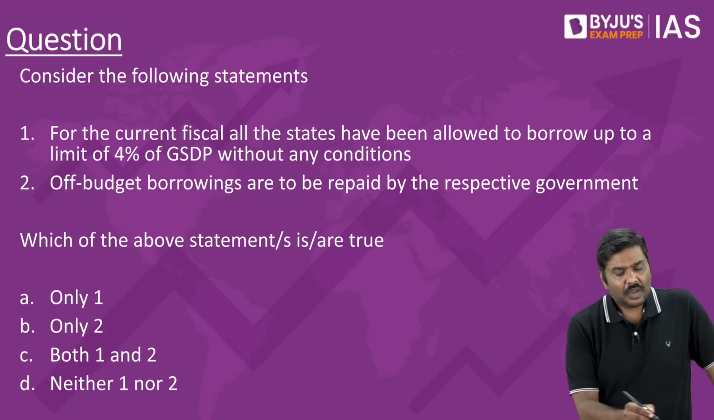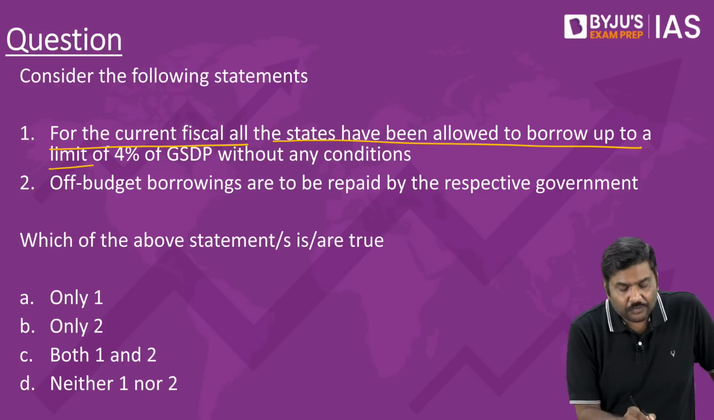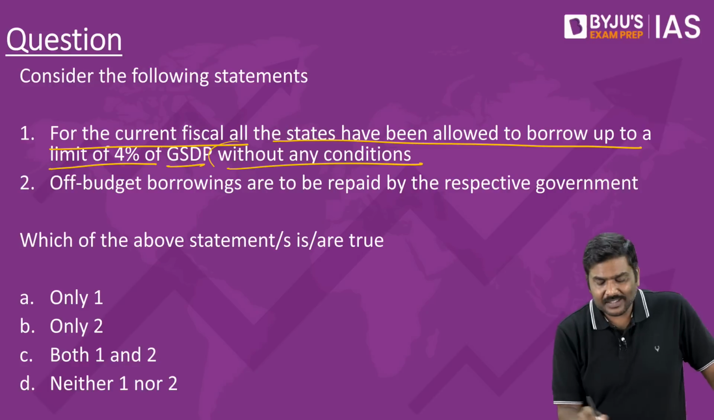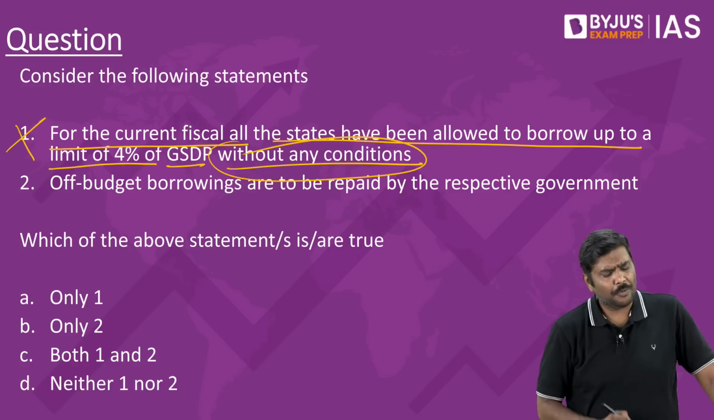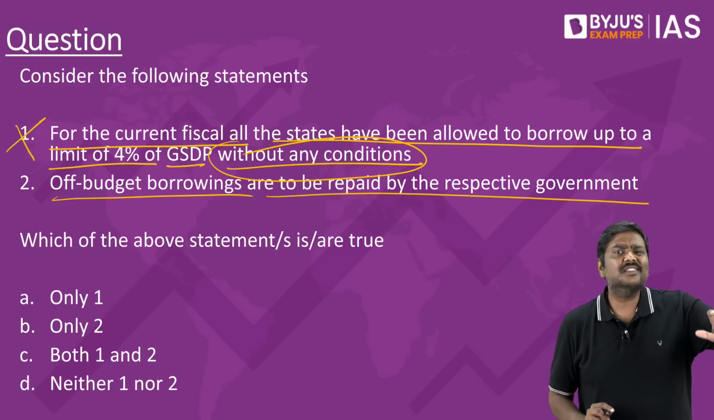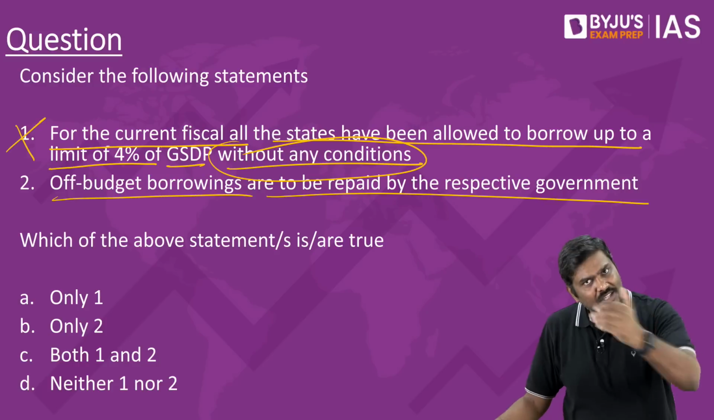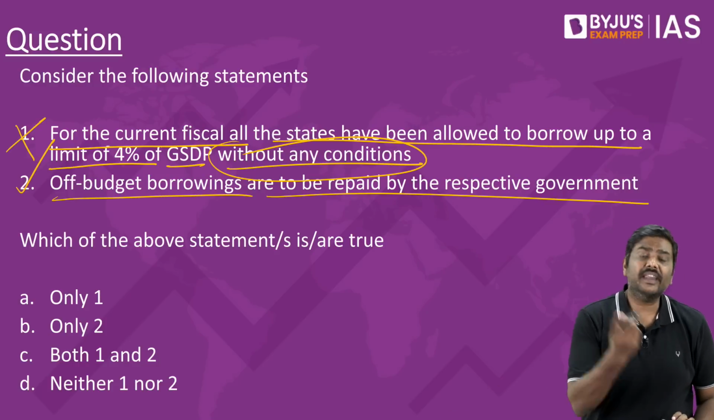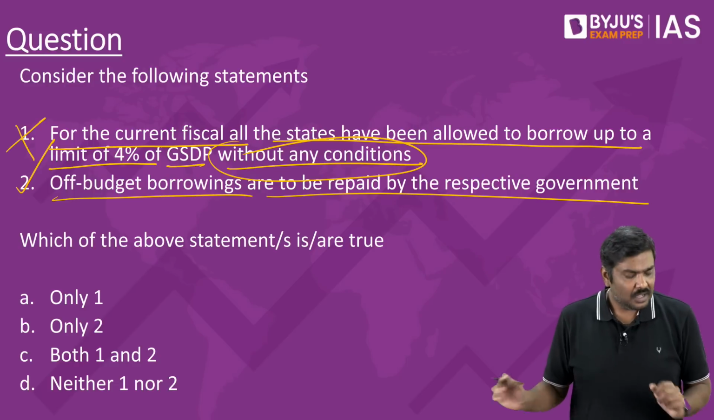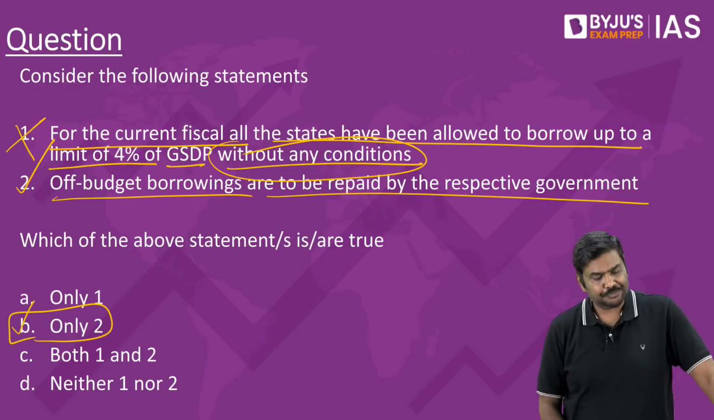I've given a question here. For the current fiscal, all the states have been allowed to borrow up to a limit of 4% of gross state domestic product without any condition. Underline the term without any condition. Statement 1 is wrong. Off-budget borrowings are to be repaid by the respective government. That is, if a state government entity borrows, the repayment has to be done by the state government only. Statement 2 is correct. Sir, what if the central government entity borrows? Who will repay? Central government. So, the second statement is true. The right option for this question is option B, only 2.